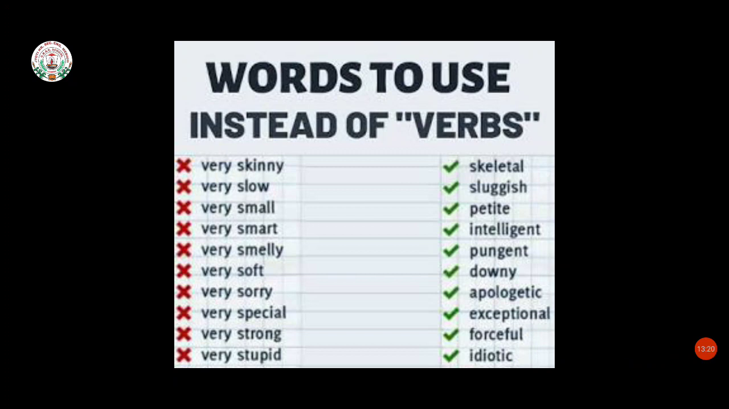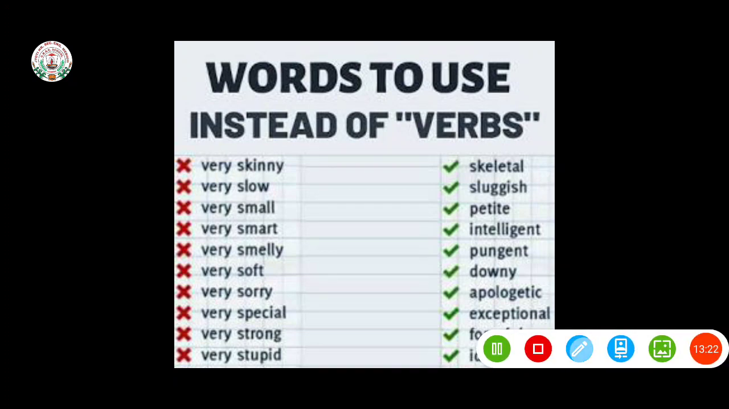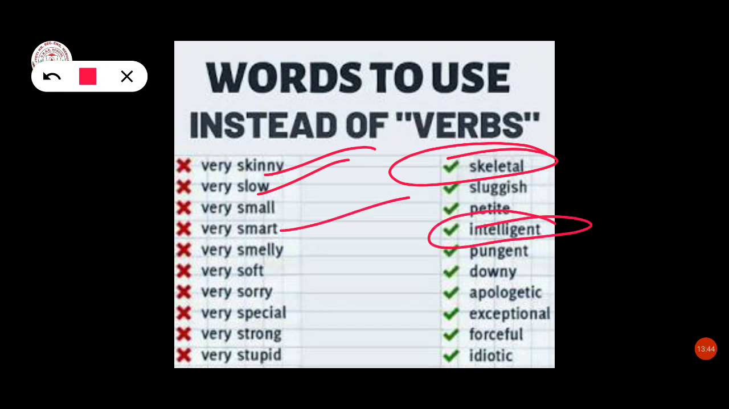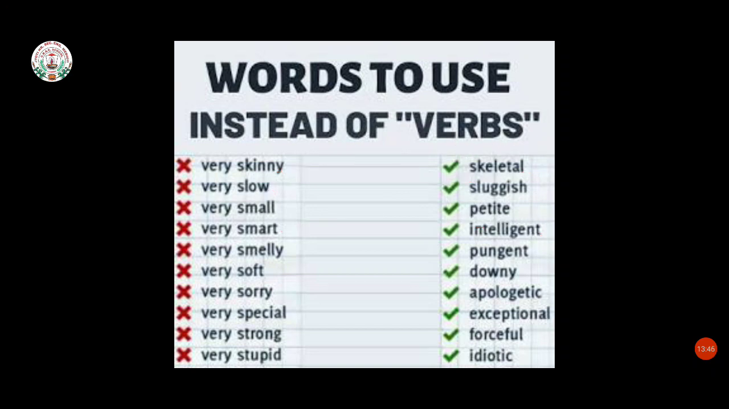Like the first one, you can see "very skinny." If we are using very skinny, we can convert this into a single word, not using very and also skinny. That will be skeletal. Then very slow is sluggish. Very small is petite. Very smart, we can use intelligent. So these are called phrasal verbs.